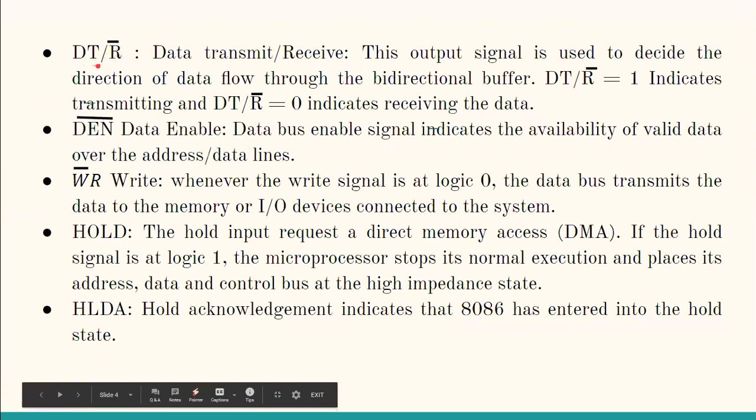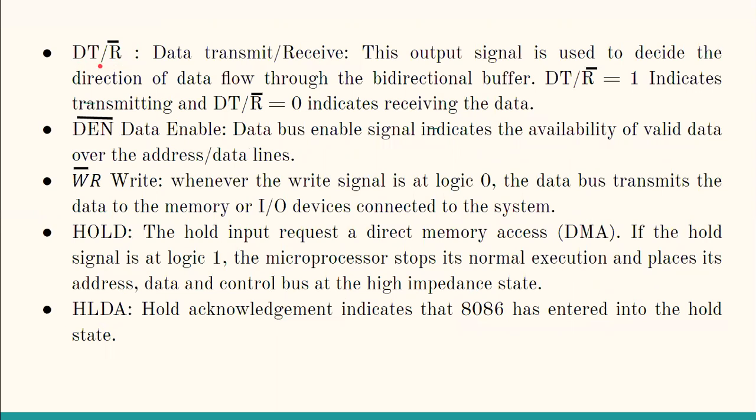Next is DT/R bar. DT stands for data transmit, whereas R stands for data receive. If this pin has the value 1, that means the data is being transmitted. Transmitted means from the processor to the outside, that is to the memory or to the IO. 0 on this pin indicates a data receive. That means the data is coming to the processor from the memory or from the IO port. So this output signal is used to decide the direction of data flow through the bidirectional buffers.